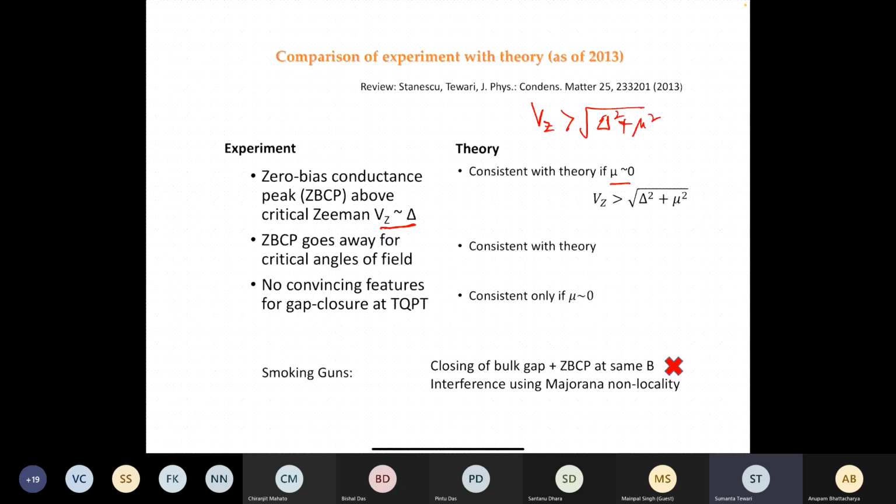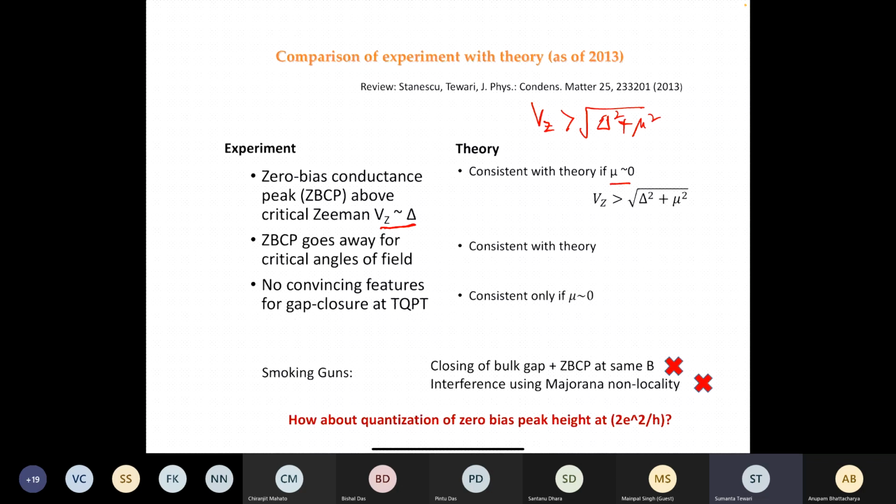So you can do interference using Majorana non-locality. Those are much more difficult experiments. If you have Majorana fermions, you have to move them around, and you have these Aharonov-Bohm type experiments. You could do them using the Majorana non-abelian statistics, but those are much more difficult experiments. Most experiments so far have been on tunneling conductance experiments. So that also has not been done.